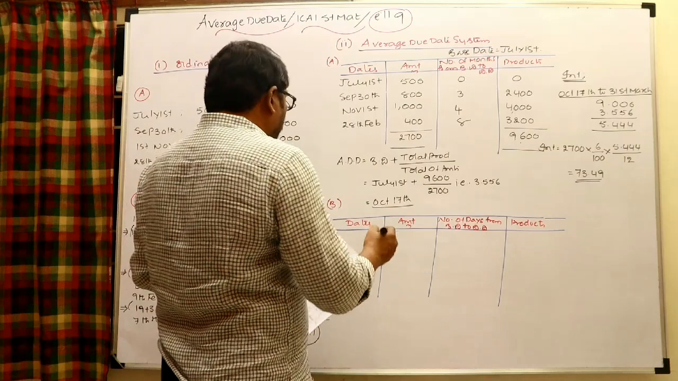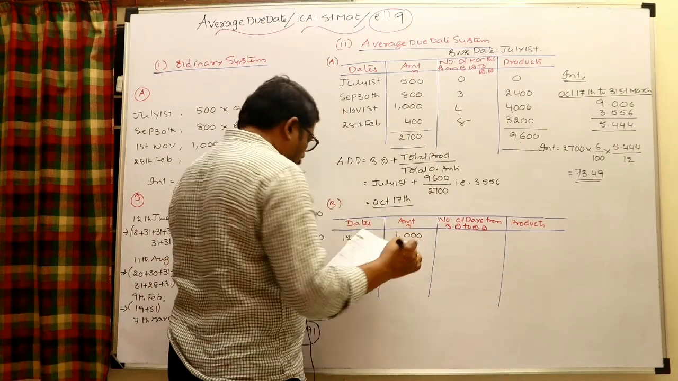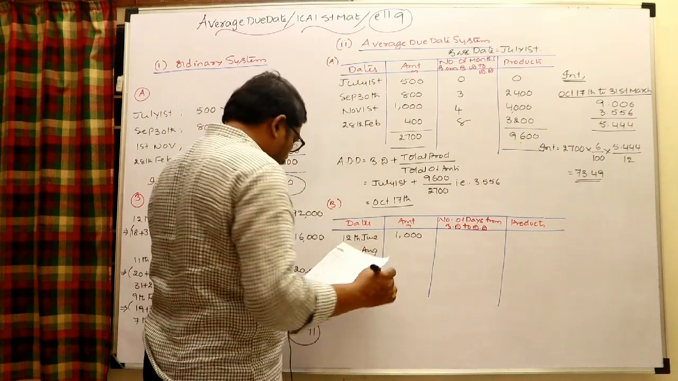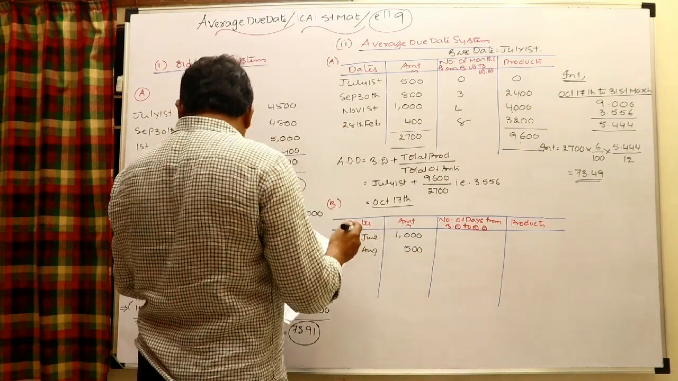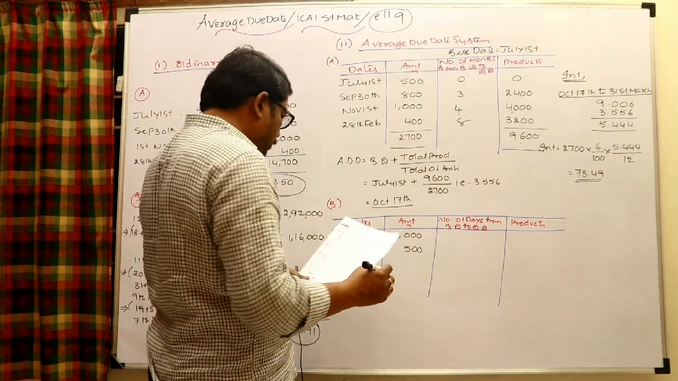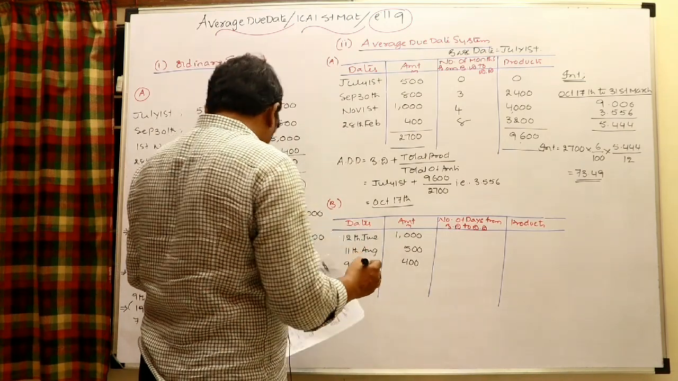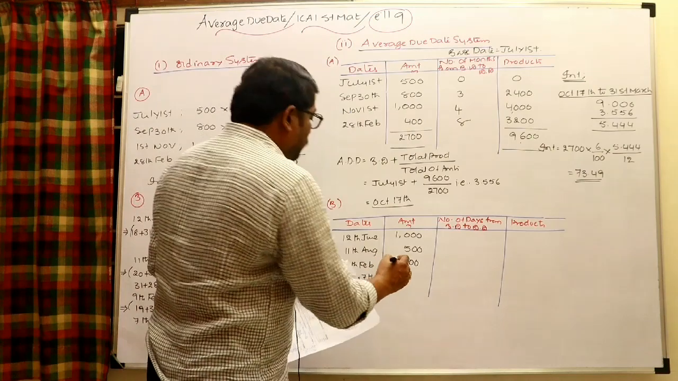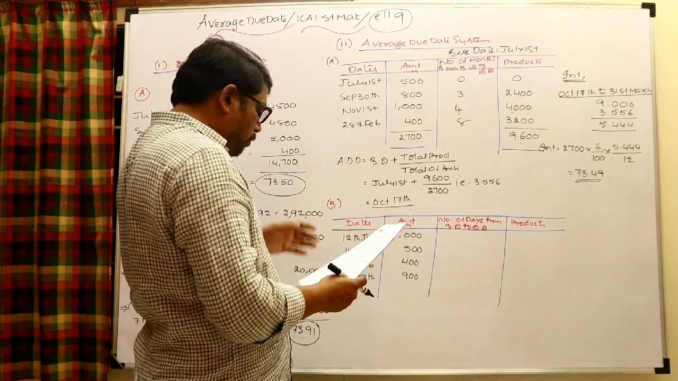First 12th June, 1000. 11th August, 500. Next 9th February, 400. March 7th, 900. Okay, yes, out of these dates we can take one date as a base date.